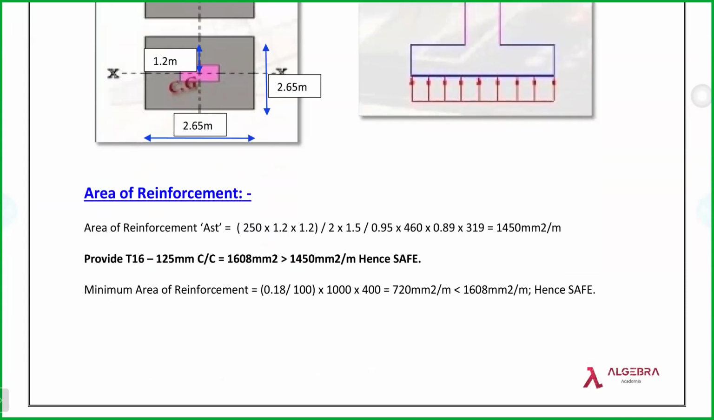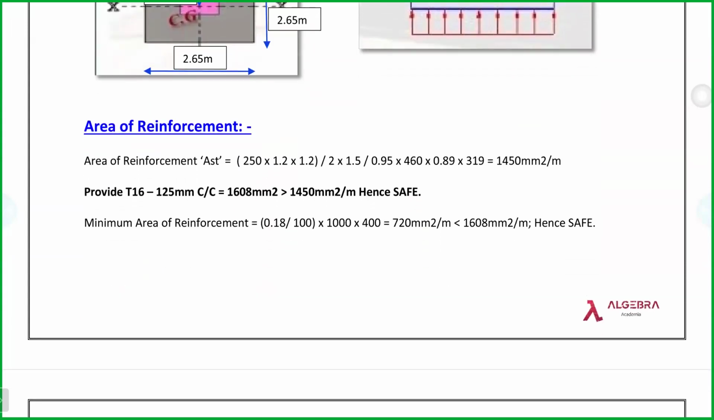Okay. Now I'll go here. A is T, area of the reinforcement. Okay. What is the moment? Moment is WL square by 2 for cantilever moment. The cantilever moment equation is WL square by 2. What is W?